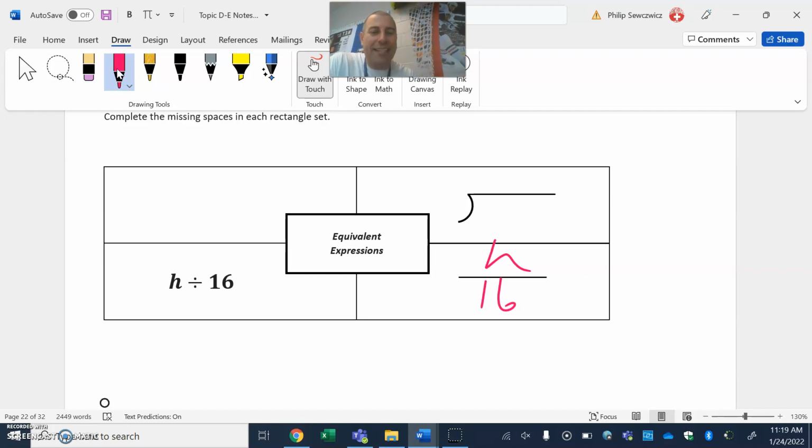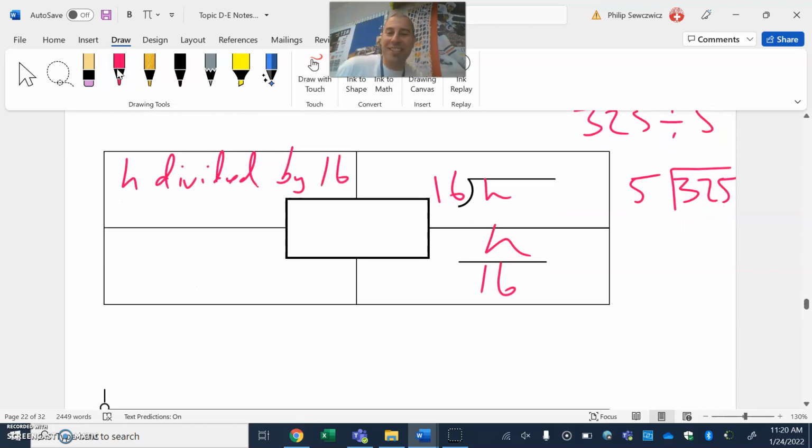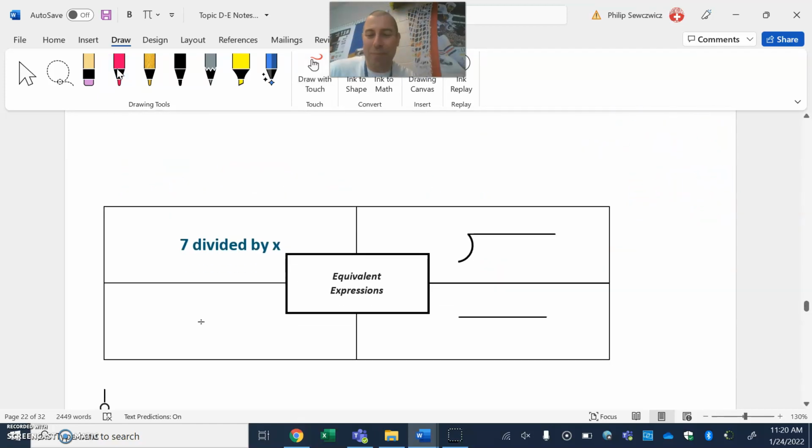If we're using that symbol, this guy is who's on the outside. And so if we kind of take a trip down memory lane, if I was doing 325 divided by 5, our setup would look like this. Whoever we're dividing by is who goes on the outside. And in the other box, they just wanted words. So h divided by 16. And that gets the job done. Divided by, quotients. Those are definitely things that we can end up using here.